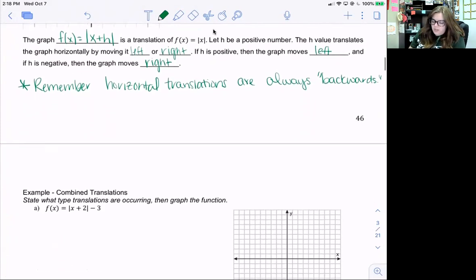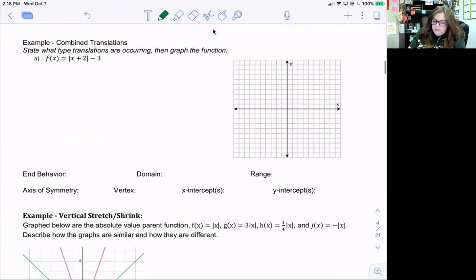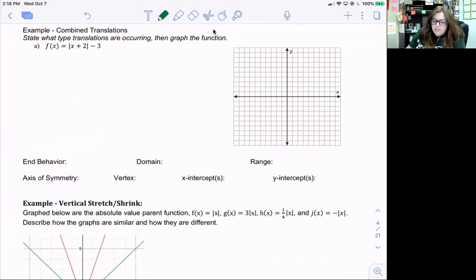All right. So combine your translations. State what type of translations are occurring, then graph the function. So I want you to go ahead and try this example, and we will review it in class tomorrow.